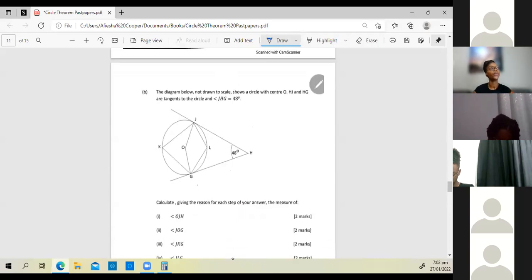The diagram below, all right, JHG is 48. OJH, how much is that? 90 degrees. 90 degrees. Why? That is tangent and the radius. JOG? So of course here is 90 again.